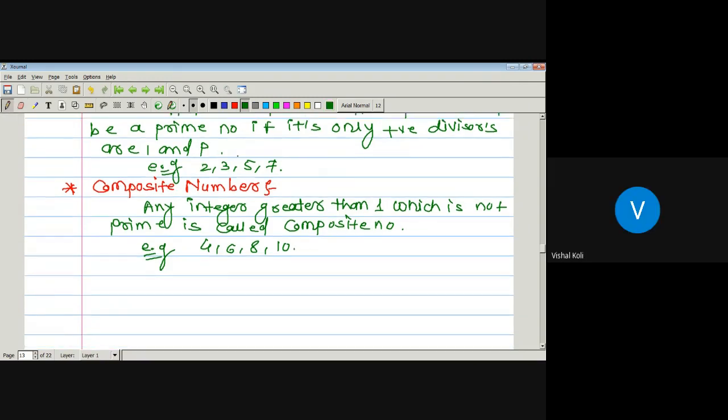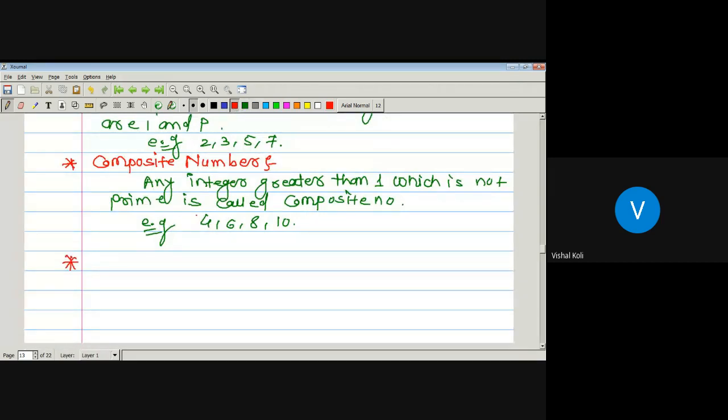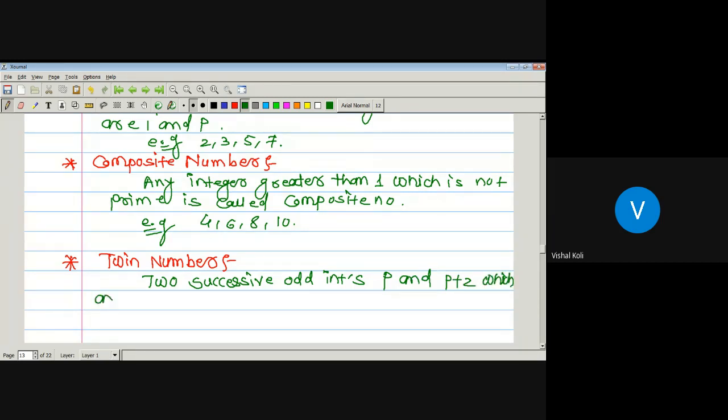Now, the next definition. Twin numbers. First is its definition: two successive odd integers p and p + 2, which are prime, are called twin numbers.